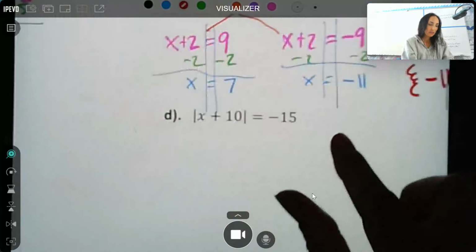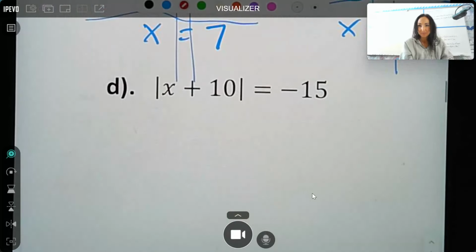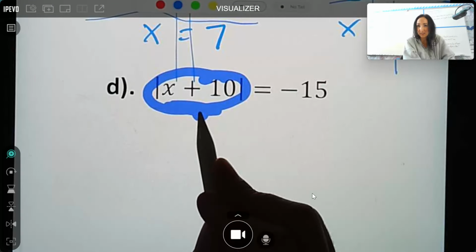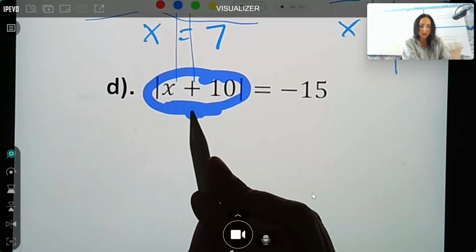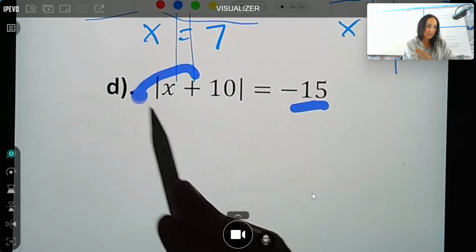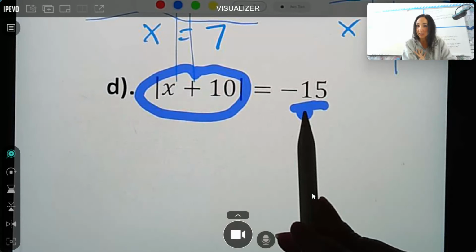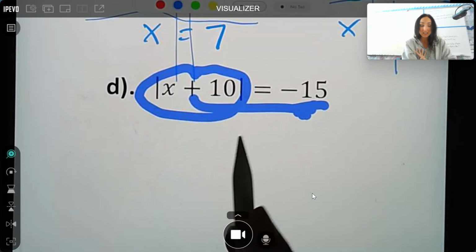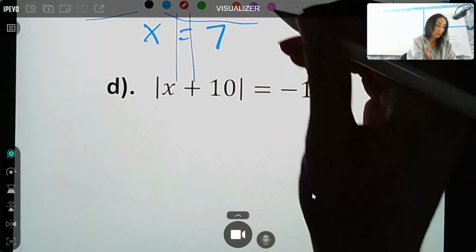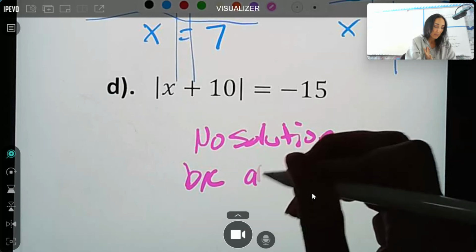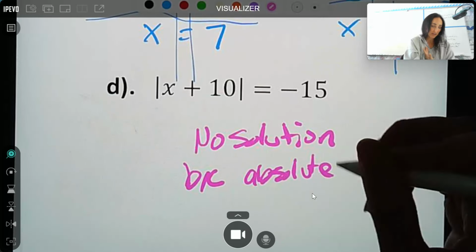Okay. Last one. I don't actually have to do anything. The definition of absolute value says that it's a number's distance from 0, and that distance is always positive, right? These bars always made our answer positive. So could the absolute value of something ever equal a negative number? No. So I see this, and I automatically know there's no solution to this. No solution, because absolute value cannot be negative.